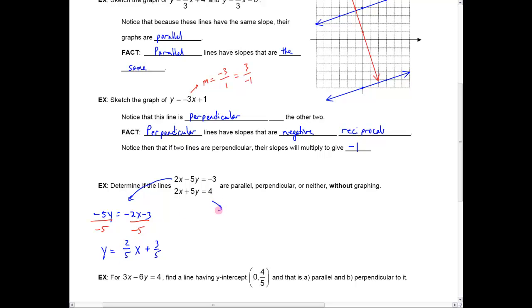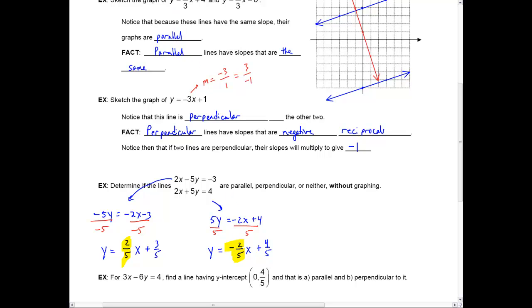Now for this one right here, I could do the same thing. Let's solve that one for y. 5y is -2x plus 4, and then divide both sides by 5. So this is going to give me y equals -2/5 x plus 4/5. Alright, so you can see that the slope of this line is -2/5, and the slope of this line is +2/5. And you might be tempted to say, well, are those perpendicular? Well, they're not, are they? Because even though they're negatives and they're the same, they're not negative reciprocals.